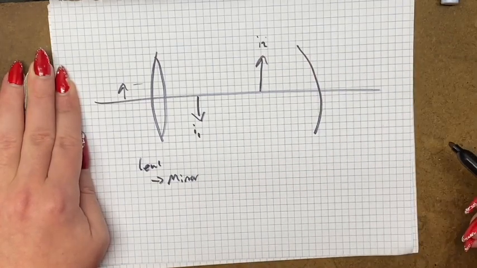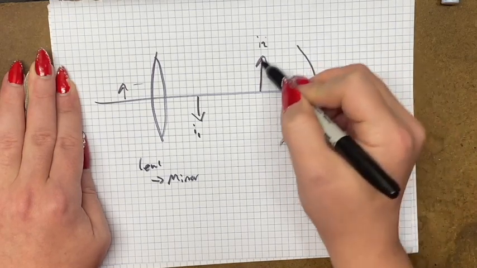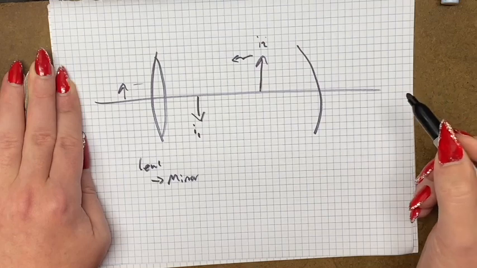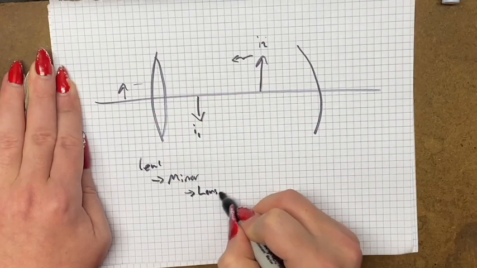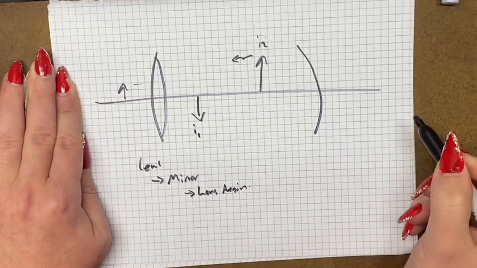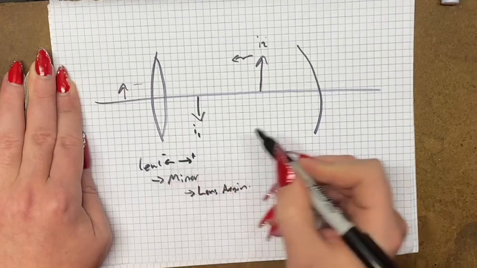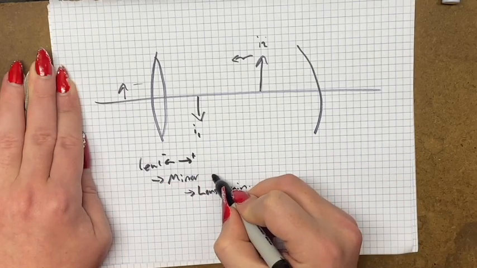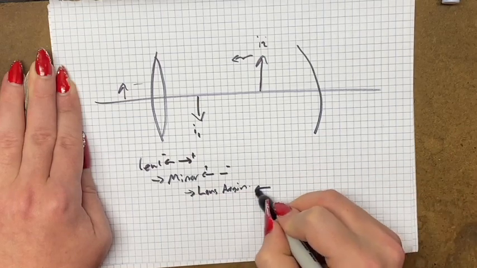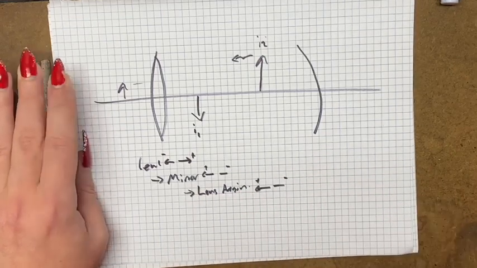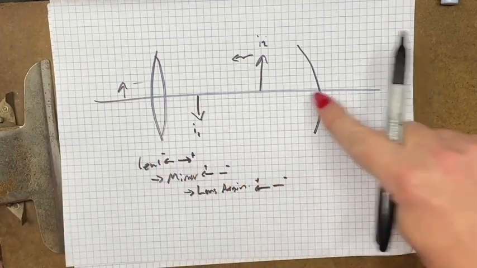Is that your final answer? Of course not. Once this has happened, the light has switched directions. So now the light is coming that way. So now we have to treat it back through the lens a second time, through the lens again. And that changes, right? For lens 1, this is plus and this is minus. For the mirror, this is plus and this is minus. And then for the lens, this is plus and this is minus. So you have to really pay attention to the sign conventions as you're following the light through the problem.